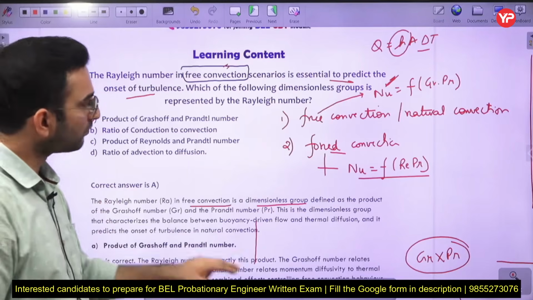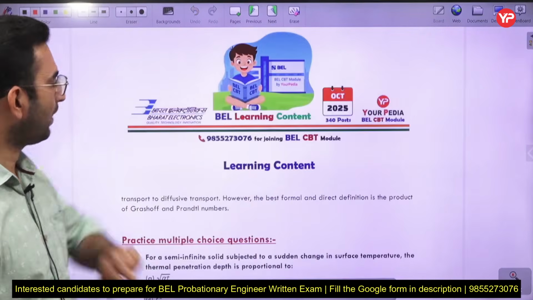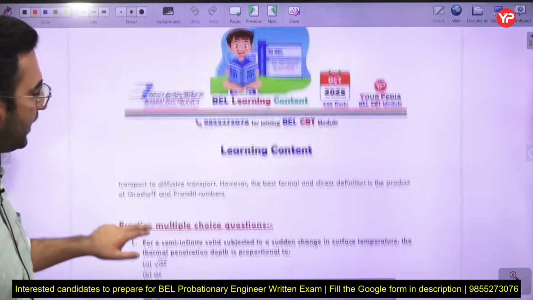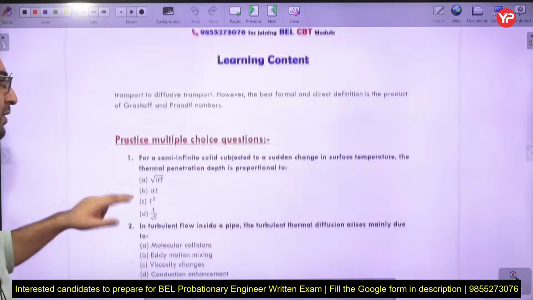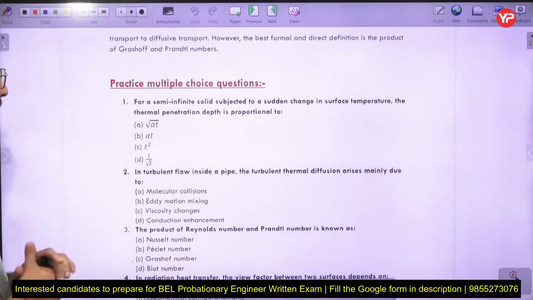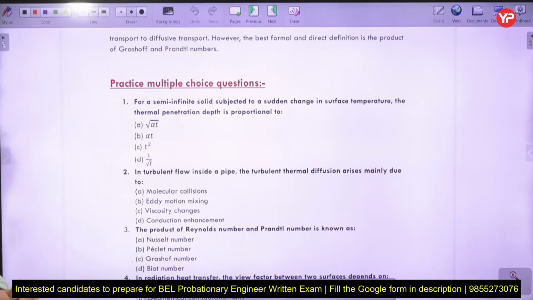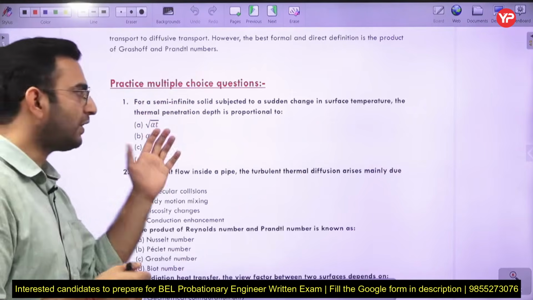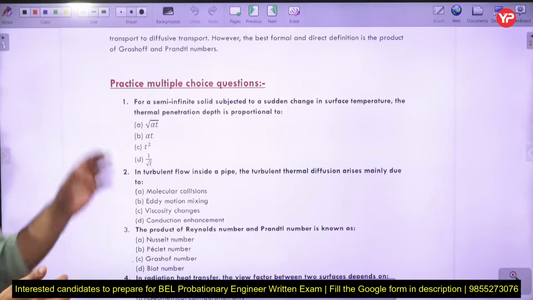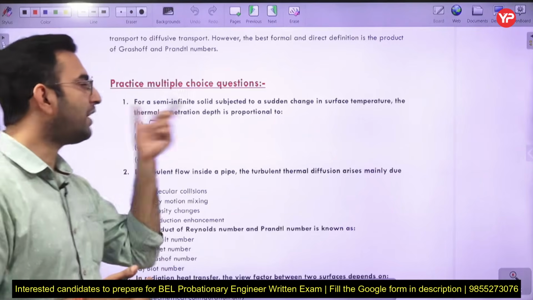Okay, now next, these are some of the practice questions here. You can just practice on your own. Okay, for example, for a semi-infinite solid subjected to a sudden change in surface temperature, the thermal penetration depth is proportional to, they have asked you. Now just see, I am covering this first question here, that is a very simple case. They have asked you the thermal penetration depth.